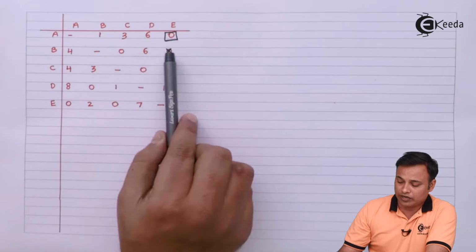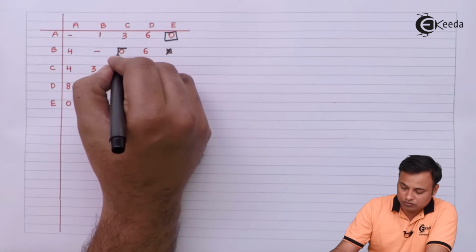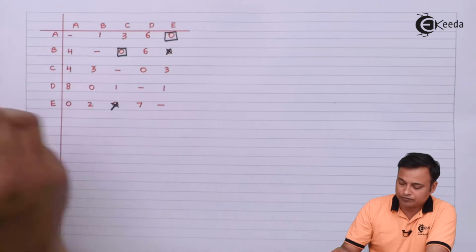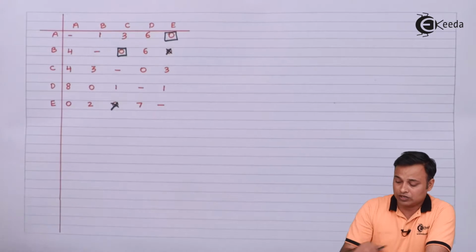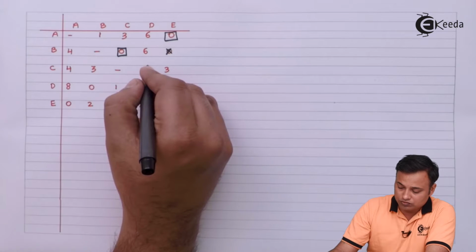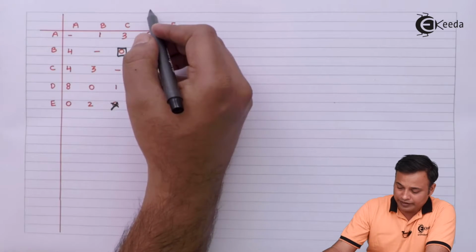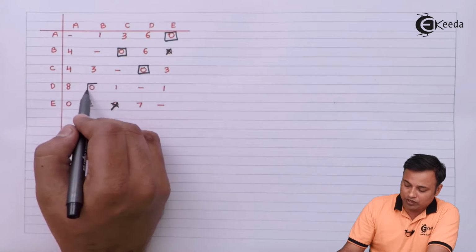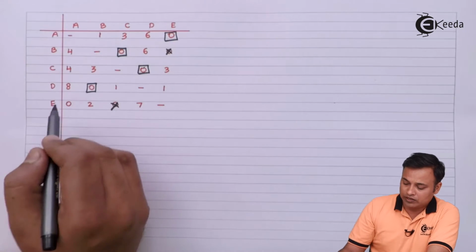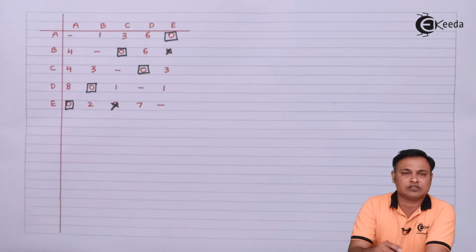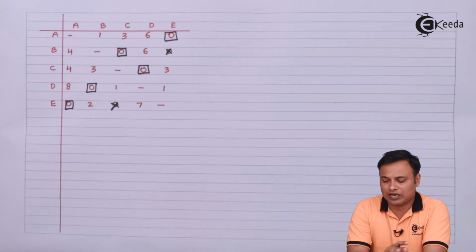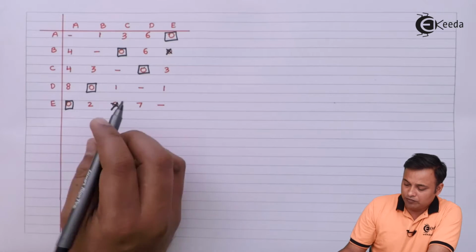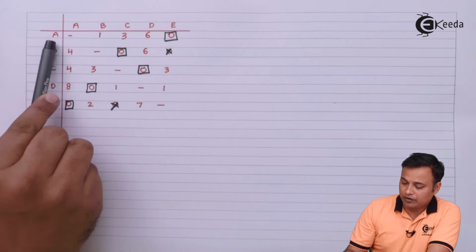In the second row, again I have only 1 zero. I'll cancel all the zeros in the second column. In the third row, I have only 1 zero. I don't have any other zeros to be cancelled. In the fourth row, again I have only 1 zero. And in the last row, again we have only 1 zero. Now how is our allocation? I am going from A to E.